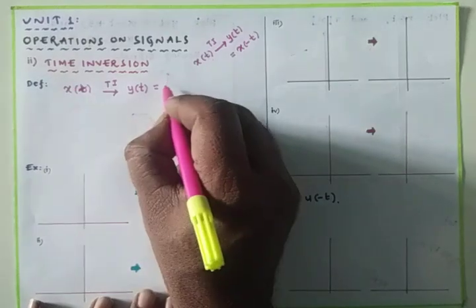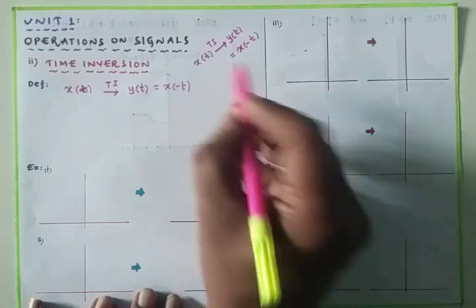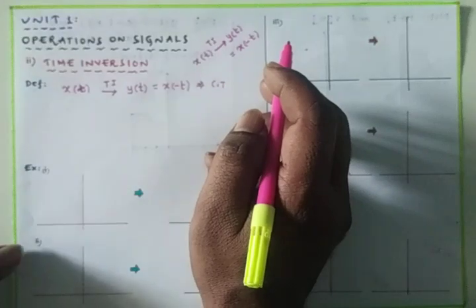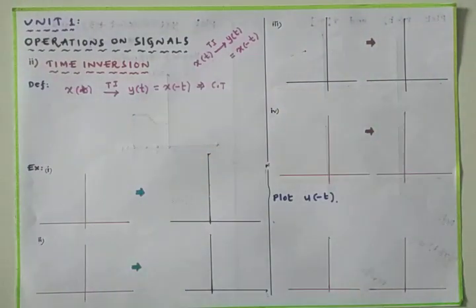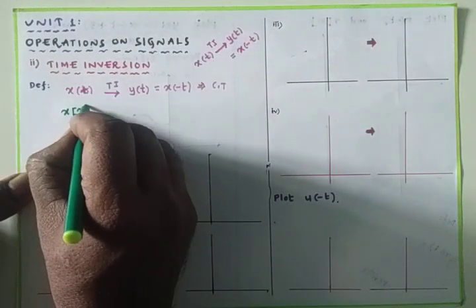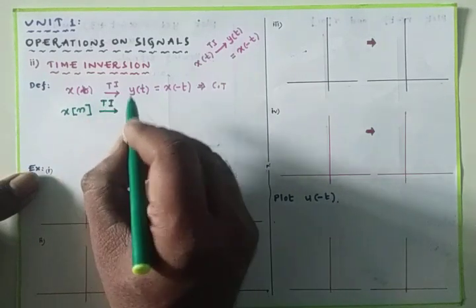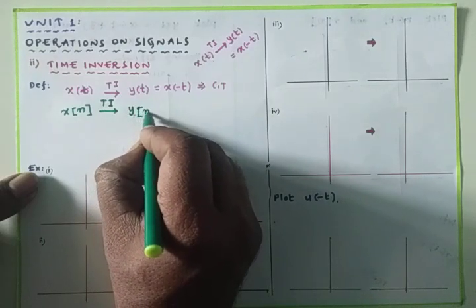Y of t is nothing but simply x of minus t only. This is in the case of continuous time signals. If you apply the same time inversion operation, or the time reversal operation, to the discrete time signal, you can have, for example, the discrete time signal x of minus n, on which we will be applying the time inversion operation so that I can get the new signal without changing the signal characteristics. That signal name is y of n.